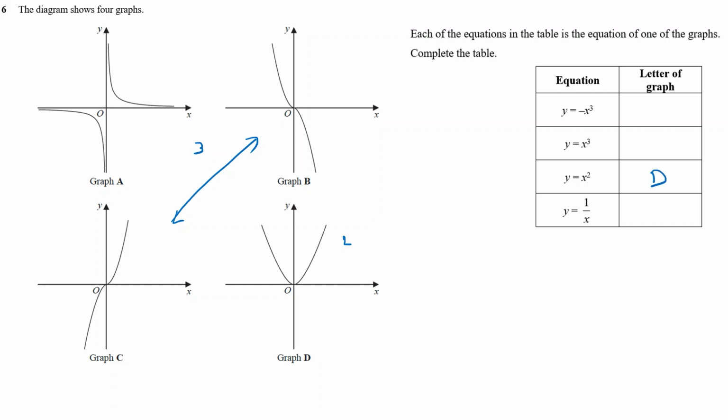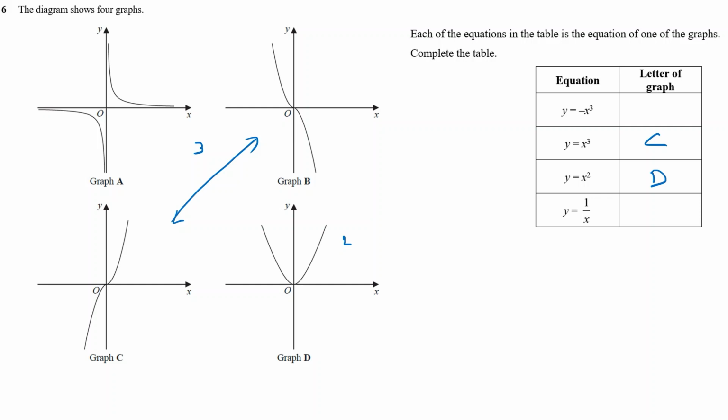The two cubed graphs are interesting. We've got y equals x cubed and y equals negative x cubed. So cube numbers, if you think about it, 1 cubed is positive, 2 cubed is positive, 3 cubed is positive, negative 1 cubed is negative, negative 2 cubed is negative, negative 3 cubed is negative. So graph C is y equals x cubed.